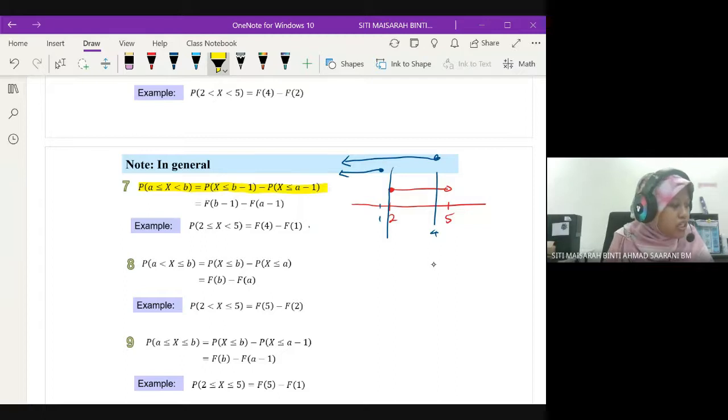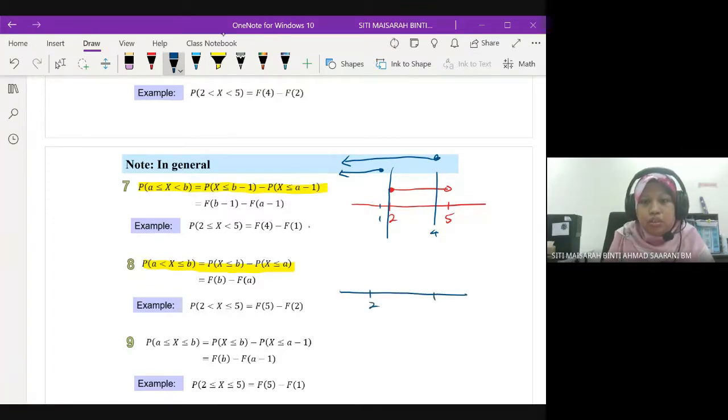Alright. So yang ke-8, probability X more than A less or equal to B. So this one probability X less than or equal to B minus probability X less or equal to A. Okay. Contohnya dia bagi kat sini probability 2 hingga 5, 2 tak include tapi 5 include.